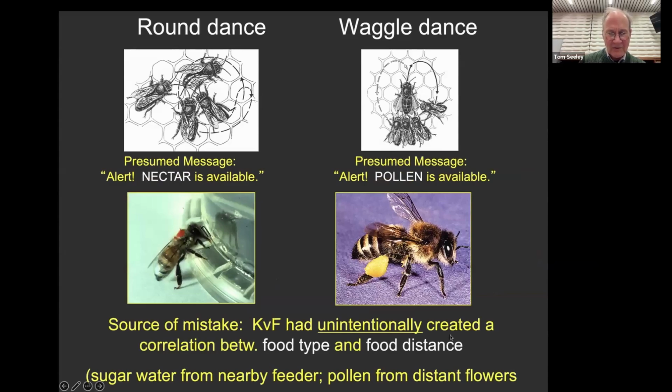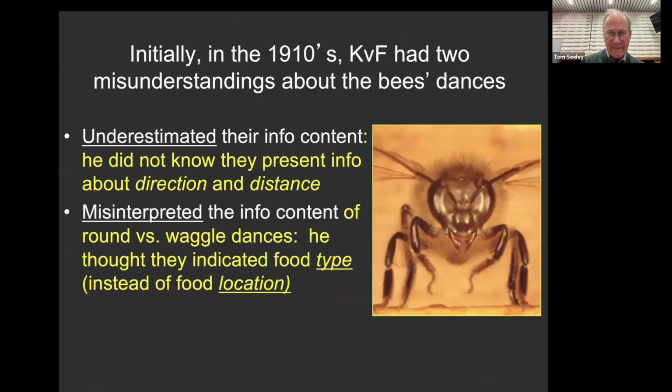And as I mentioned, the source of von Frisch's mistake was he unintentionally created a correlation between food type and food distance. Sugar water from a nearby feeder, pollen from distant flowers, unintentionally. So back in the mid-1910s, Carl von Frisch had two misunderstandings about the bees' dances. He underestimated their information content. He didn't know that they present information about direction and distance. And he misinterpreted the information content of round versus waggle dance. He thought that they indicated food type instead of food location.